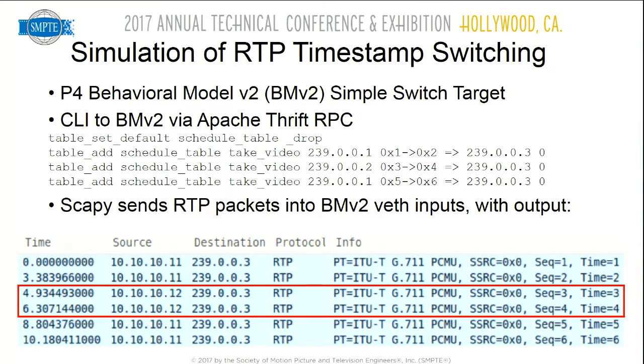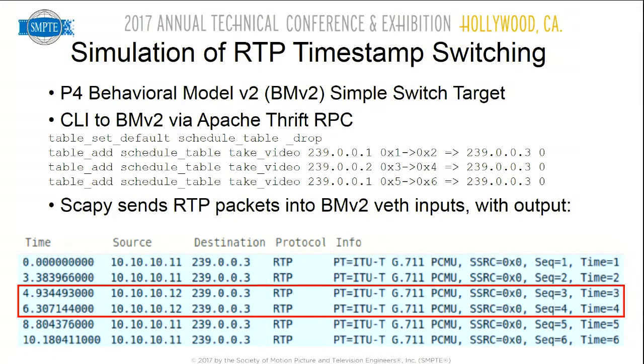So we can simulate this in software using software available from the p4.org site, using the P4 behavioral model version 2 simple switch target. Once we write our P4 program, we compile it, and it creates a command line interpreter to the BMV2 using the Apache Thrift remote procedure calls. And we can set up our tables and add our schedule, with the IP address, the RTP timestamp range we want, and the destination IP address.